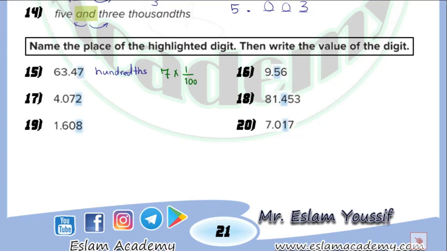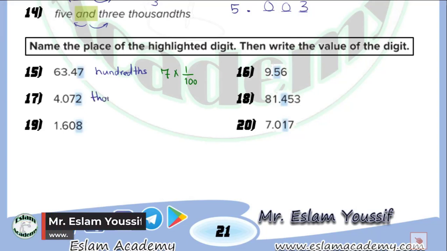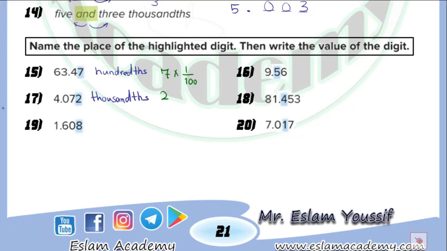The same in question number 17. I will start here from the decimal point, then going to the right. The first digit will be the 10th. After that, 100. The next one will be 1000. So 2 lies at the thousandth place. To write the value of any digit, just write the digit without any change. 2 lies at the thousandth place, so it will be 2 times 1 over 1000.